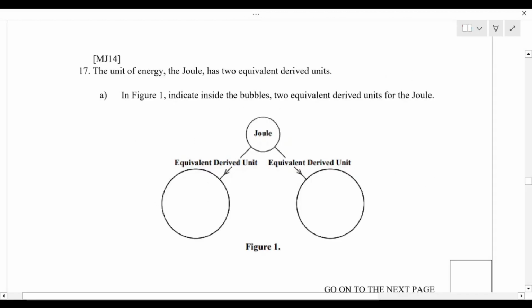From May-June 2014, the unit of energy, the joule, has two equivalent derived units. In Figure 1, indicate inside the bubbles the two equivalent derived units for the joule. The two equivalent derived units for the joule are newton meter and kilogram meters squared per second squared.